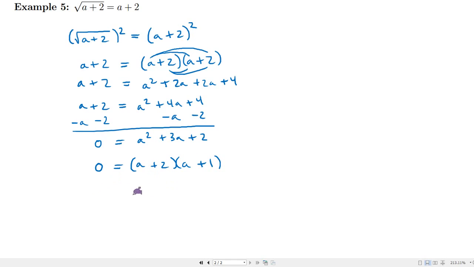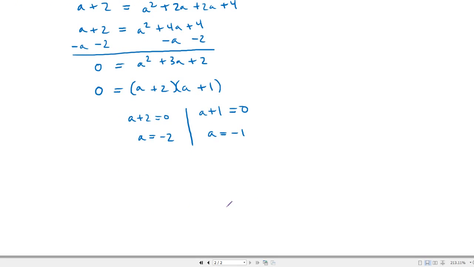So then the solutions are what? Well, right now, property of 0 says either this factor is 0 or this factor is 0 or both are 0. So we have a plus 2 equals 0 or a plus 1 equals 0. And then this would mean bringing the 2 over here, subtracting, we have a is equal to minus 2. Or a is equal to minus 1. So those are the two solutions.